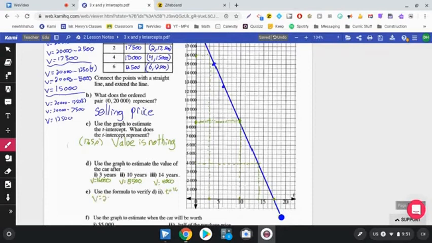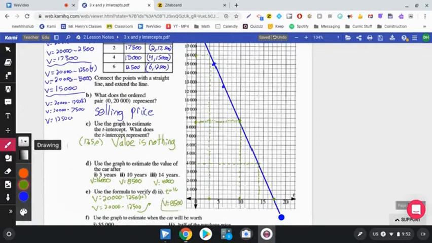V equals 20,000 minus 1250 times your t value of 10, which would be 20,000 minus 12,500. And just move my answer up here, type that into your calculator. Oh, it does work. Yeah, I actually do get the same answer.